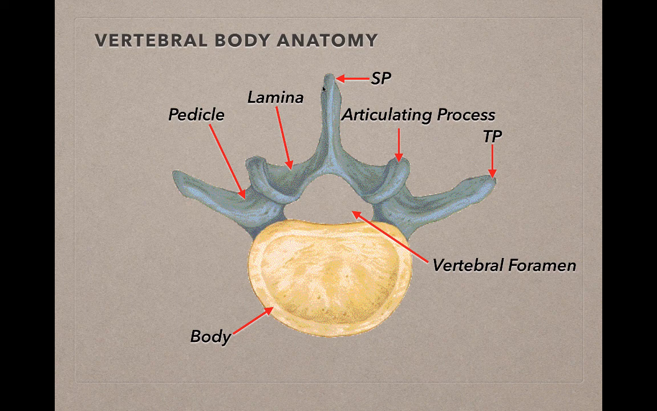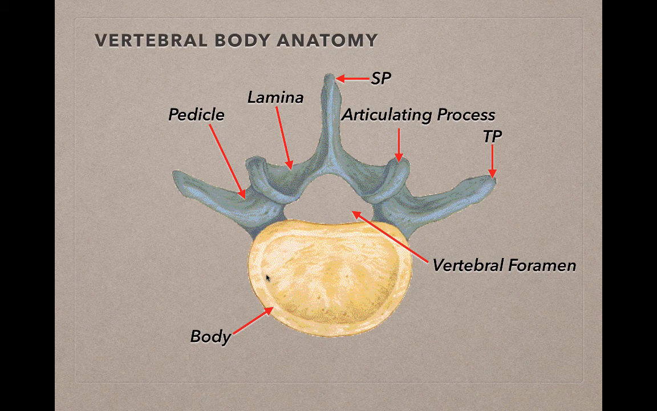The spinous process is the posterior projection of the vertebra. The articulating processes you see here: the majority of the vertebrae are going to have four, two on the top and two on the bottom. These are the articulating processes. These are going to form the facet joints as we start to add vertebral bodies on top of each other. And then finally here, this is the transverse process, and it's the most lateral projection.